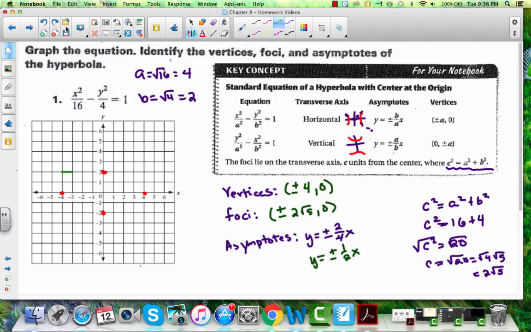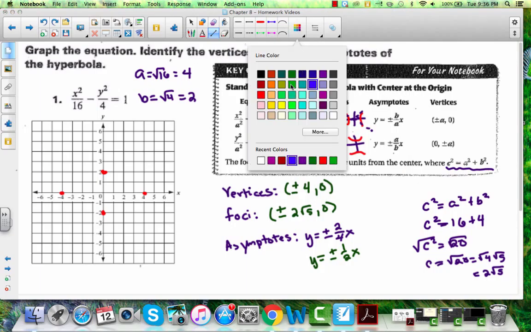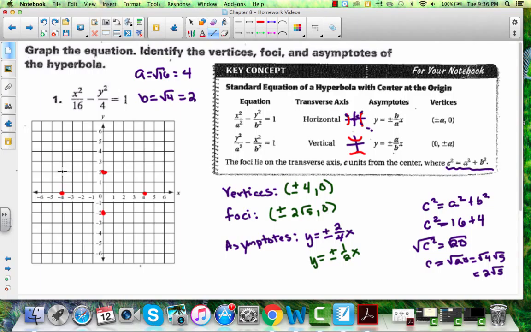Let's actually use a nice line tool because we want it to be beautiful and straight. I'm also going to use a dashed line to demonstrate that it's not actually part of my graph, it's just helping me to create the graph. So I'm going to create a box that is the length and width of my vertices and the co-vertices.